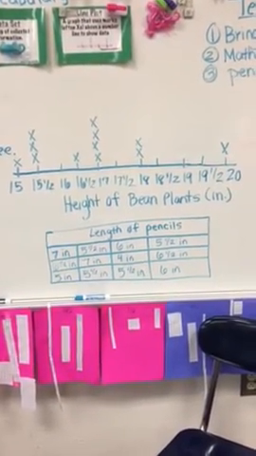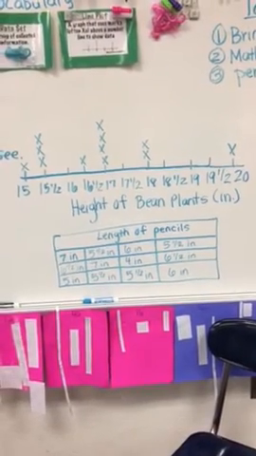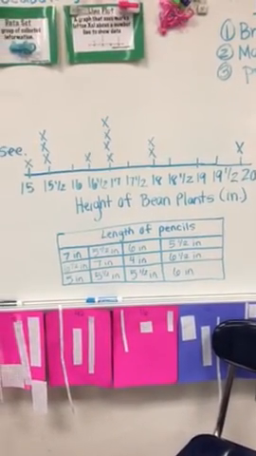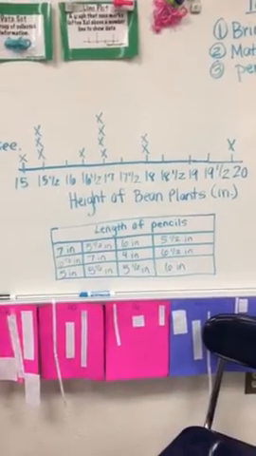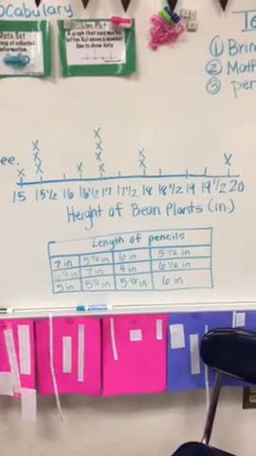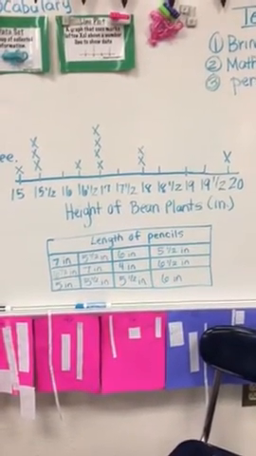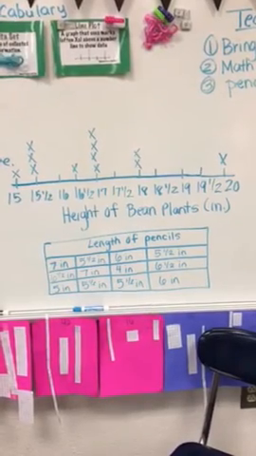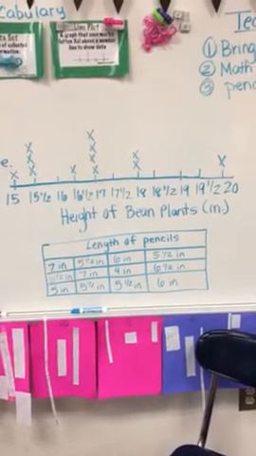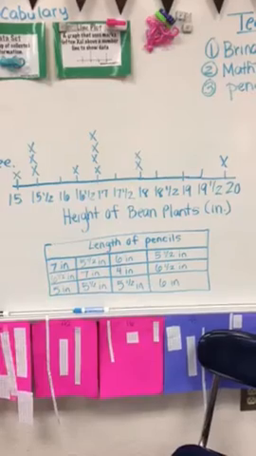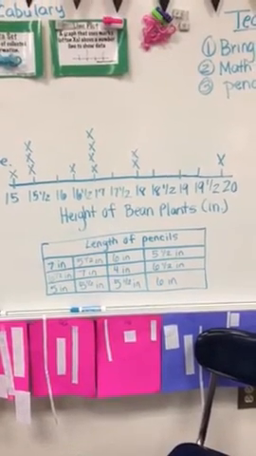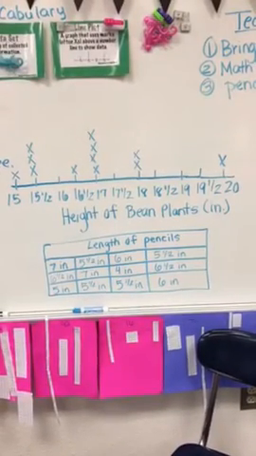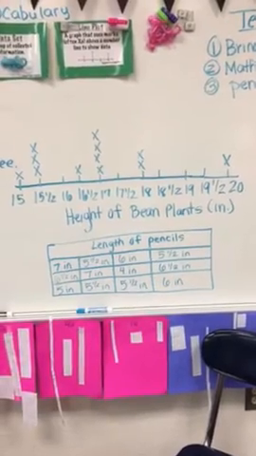So I'm just going to take you through a couple of questions that your kids could see on their unit test coming up on next Monday. So here's an example of a line plot, and it shows the height of bean plants in inches. And remember, I said that the title matches the numbers. So in this case, the numbers would indicate height of bean plants.